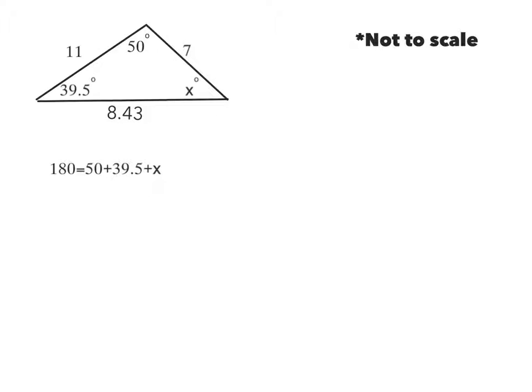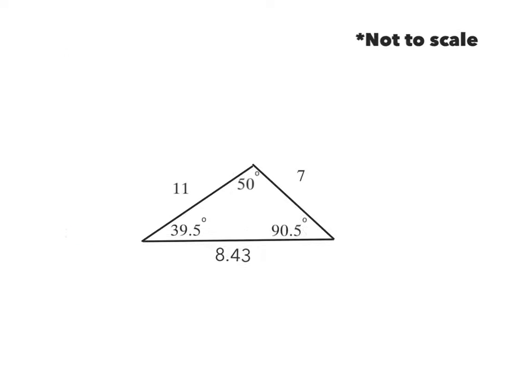We will be setting 180 degrees equal to 50 degrees plus our 39.5 degree angle plus the unknown angle we are trying to find. We simplify our two known angles into 89.5. We subtract 89.5 degrees from 180 to get 90.5, which is our last angle.